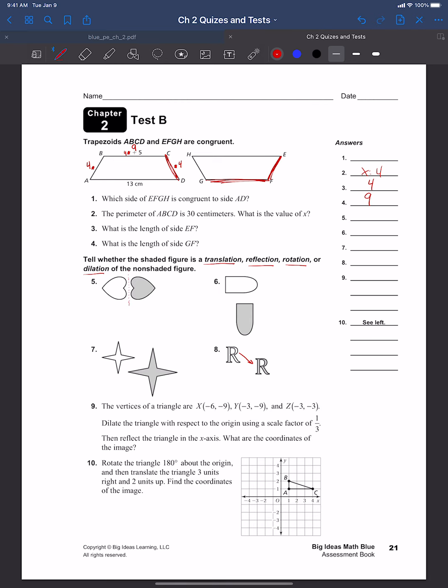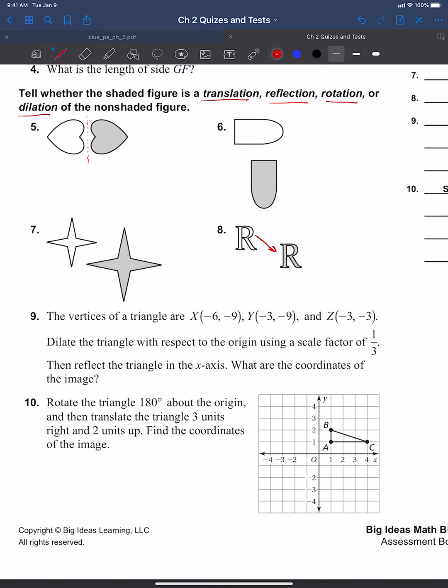Okay? Number 9. The vertices of a triangle are this. Hold on, let me get my highlighter a little bigger. X, Y, and Z. Dilate that triangle with respect to the origin with a scale factor of 1/3, then reflect it across the x-axis. This is very similar to your quiz. Divide everything by 3.